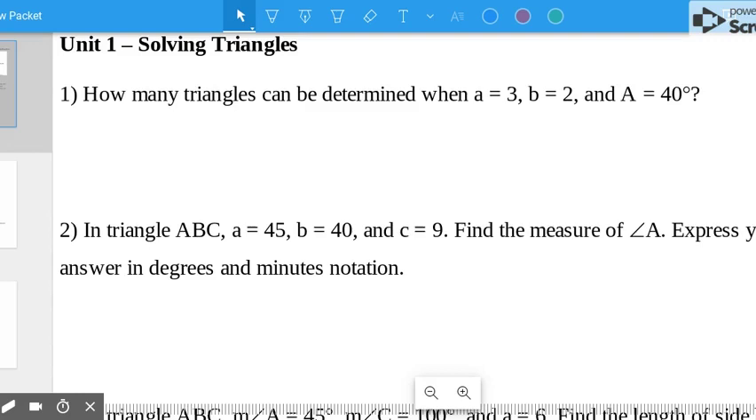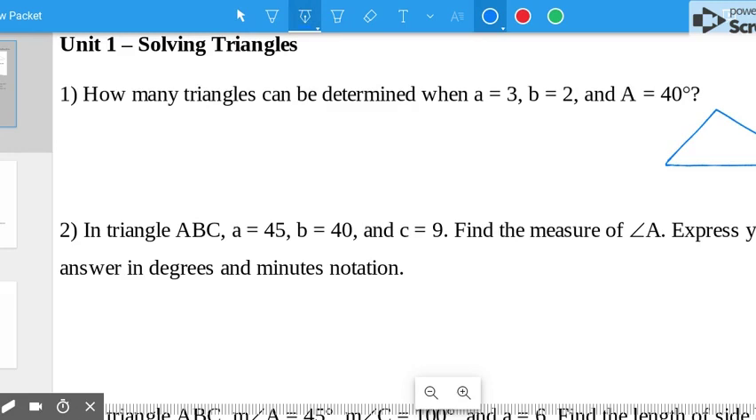To start our final review, we'll look back at Unit 1 where we learned all about solving different kinds of triangles. Our first question here is asking us how many triangles can be determined, and they're giving us two sides and an angle. So let's start with a picture to get an idea of what this triangle might look like.